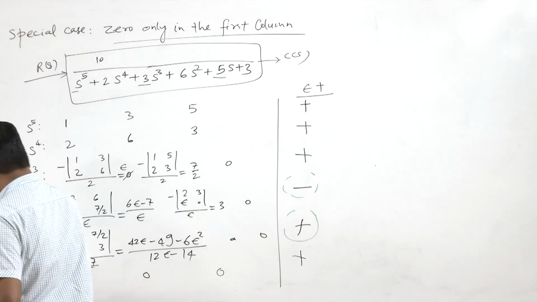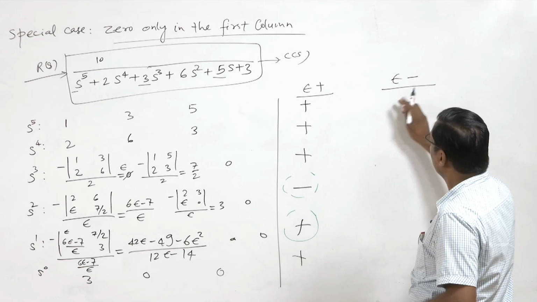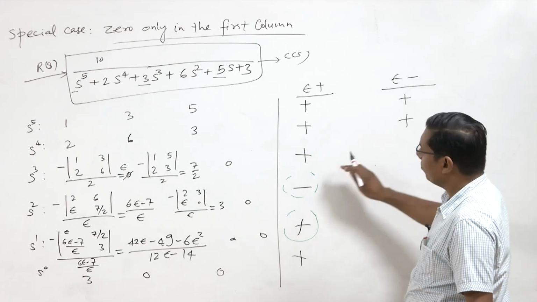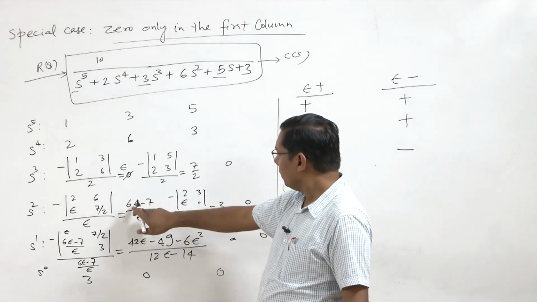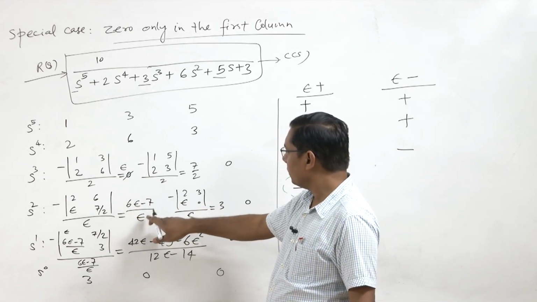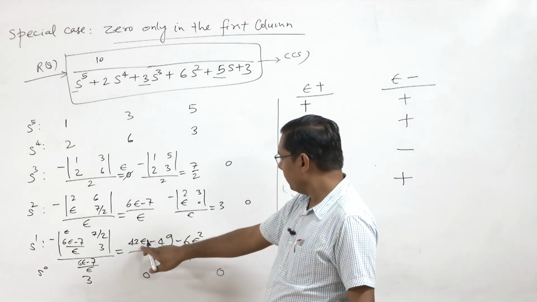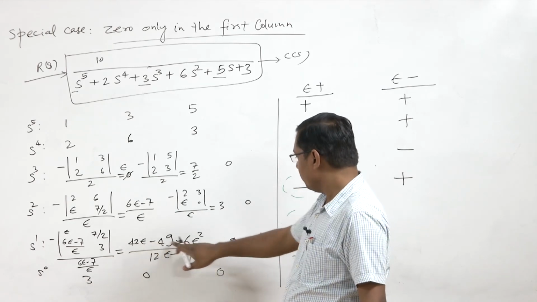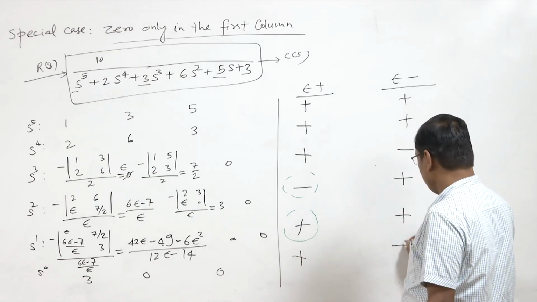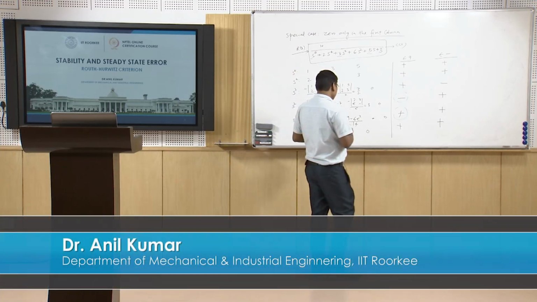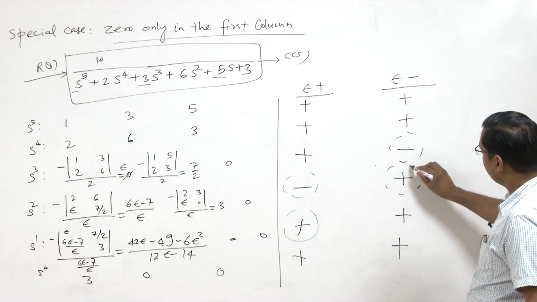Now let's consider epsilon as negative. So this is positive, positive, then here it is negative, then here negative minus negative by negative, so it is positive, and again the negative, so it is negative, and this is negative, so this is positive, and this is positive. So again we have two sign changes, one here, the other here.